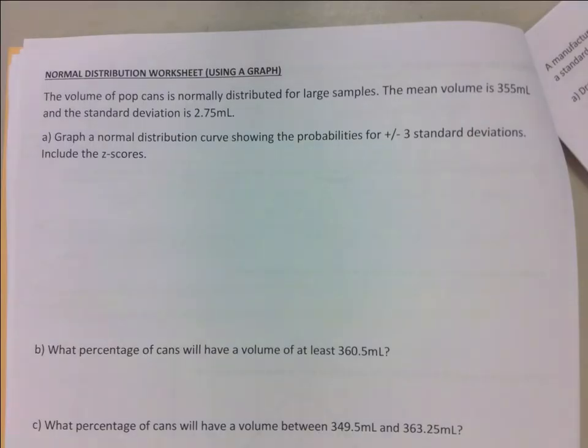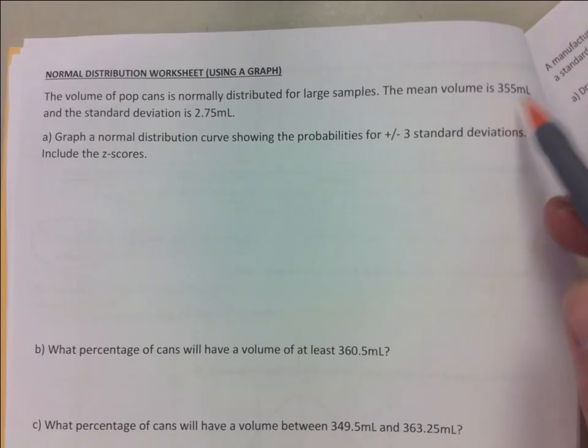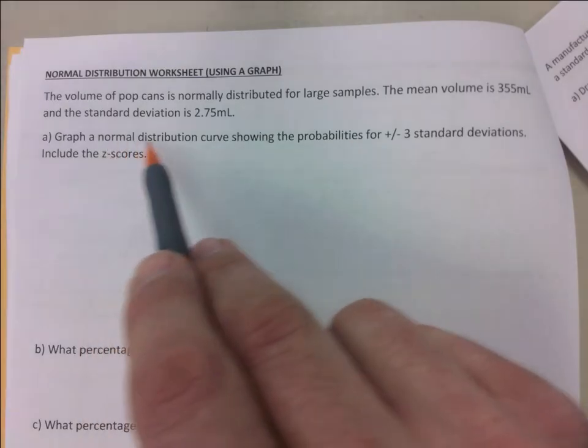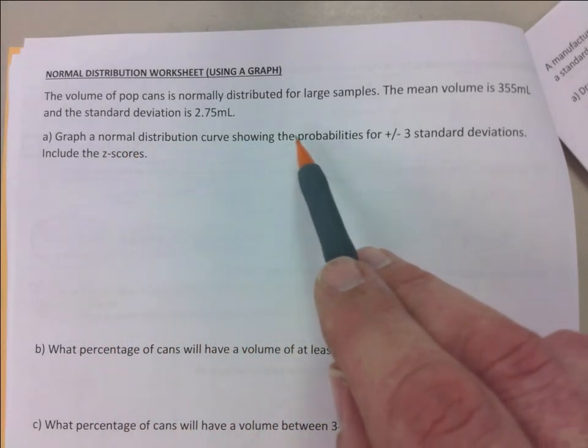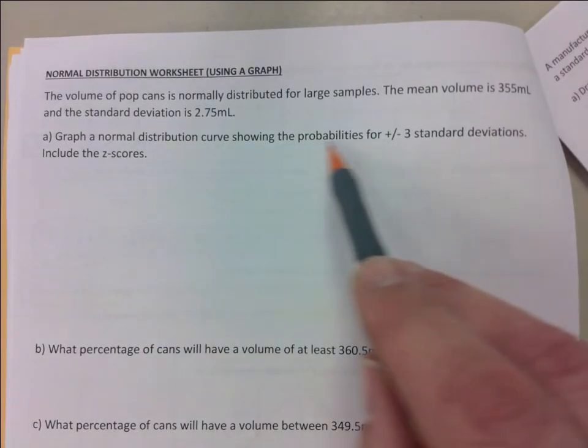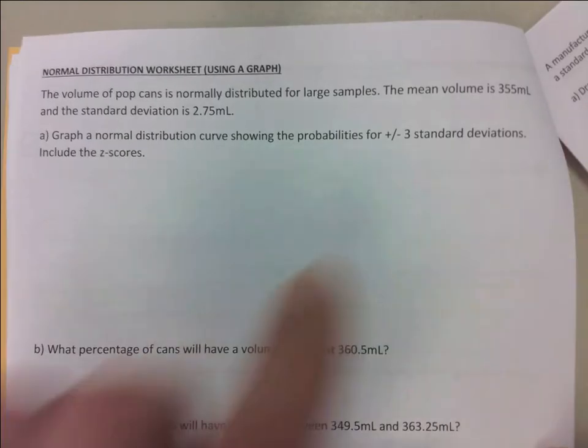Okay? The volume of pop cans is normally distributed in large samples. The mean volume of a can is 355. The standard deviation is 2.75. Graph a normal distribution curve showing the probabilities for plus or minus 3 standard deviations. That's a very standard way of asking you to graph, okay?